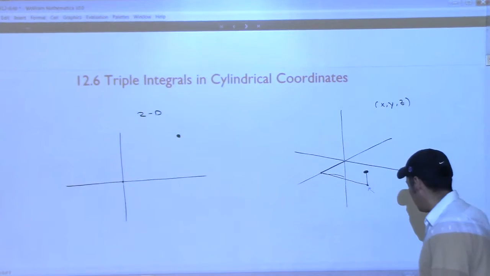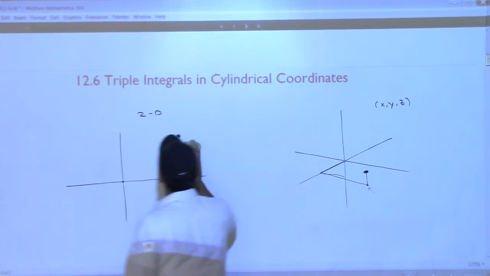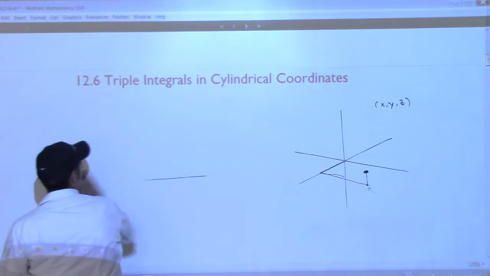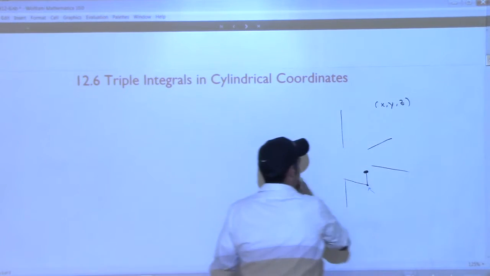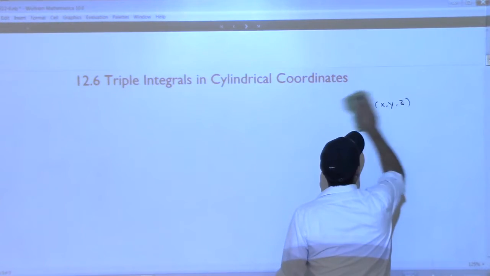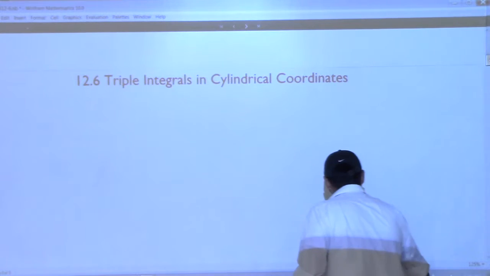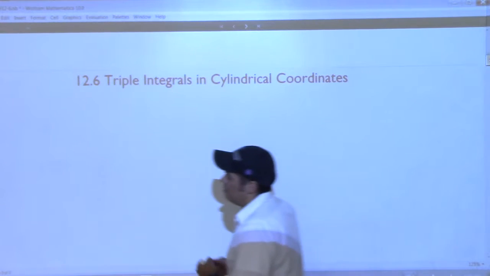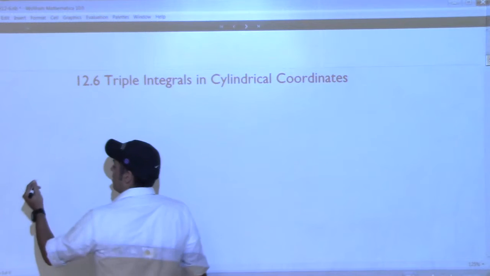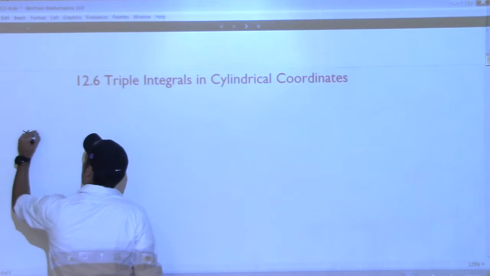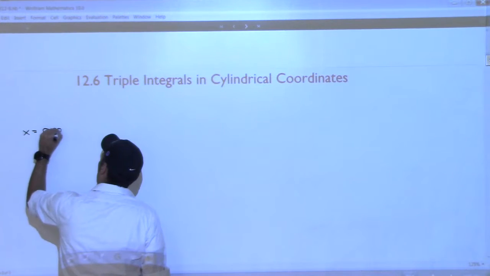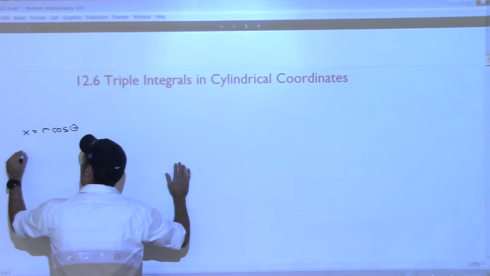Now, why do they call it cylindrical? Why do they call it cylindrical? Yeah, how can we visualize that this is a cylinder? So I would like for us to just right now consider cylindrical coordinates. That's where we are here, okay?